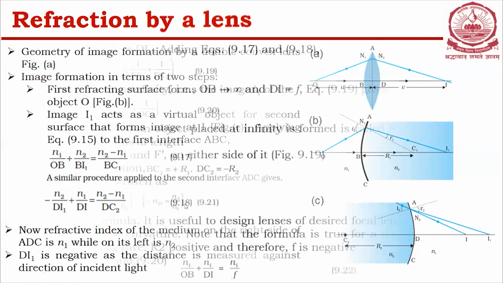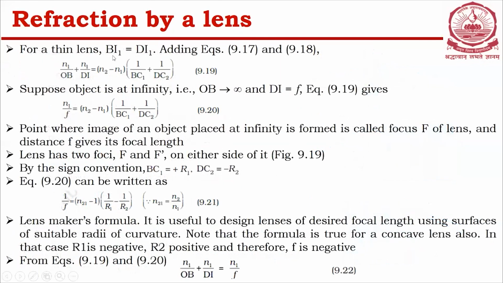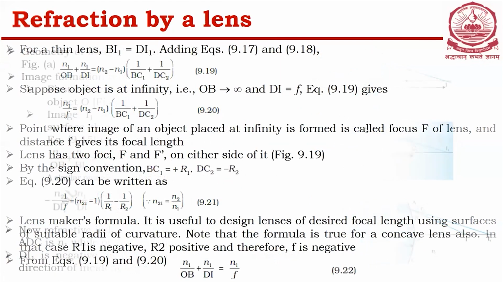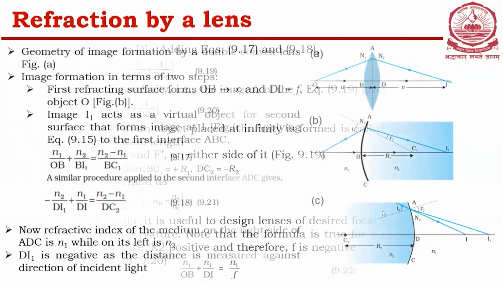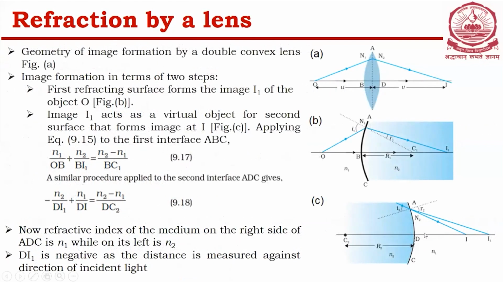Now for a thin lens, BI1 is equal to DI1. BI1 should be equal to DI1, which means the distance is very, very small.